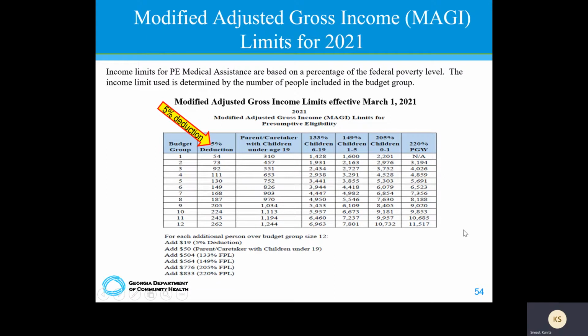And then, of course, you don't see anything for former foster care, because remember, we don't look at income for them. And this chart is updated annually. So it was just effective on March 1st, 2021. So next year, if you're still doing this program, you will receive a new chart for 2022.